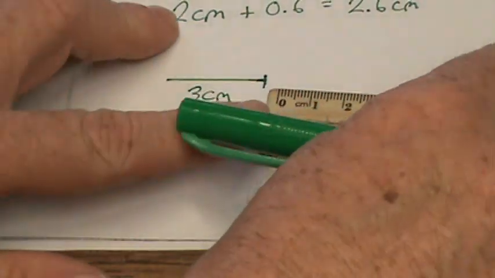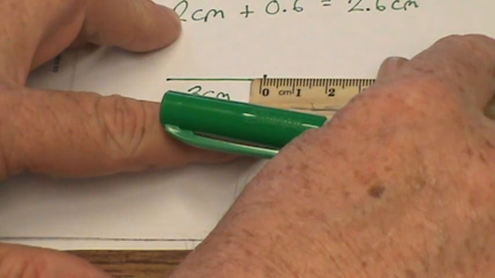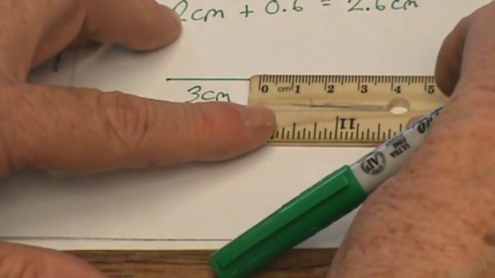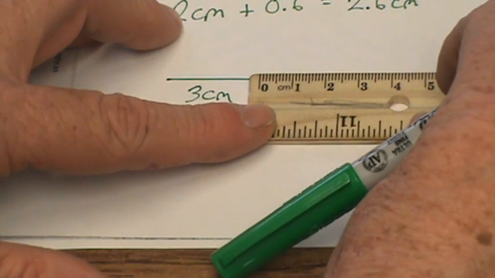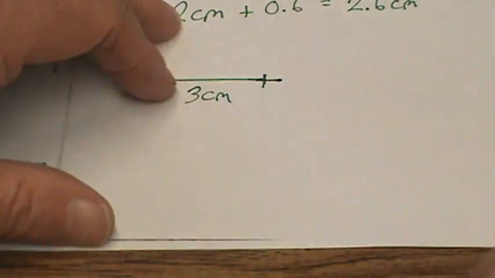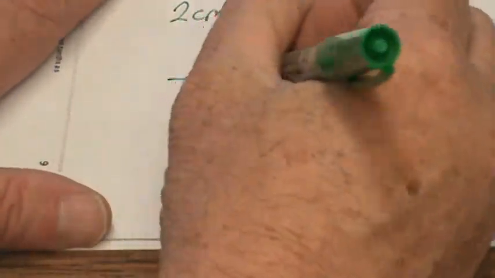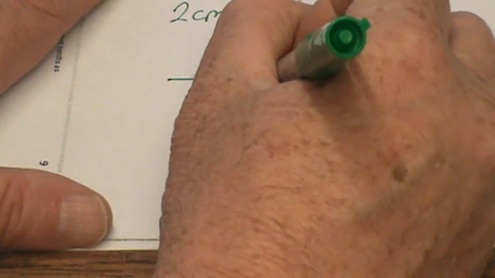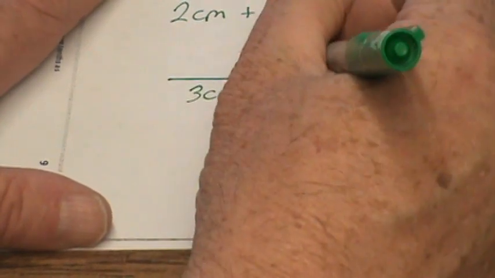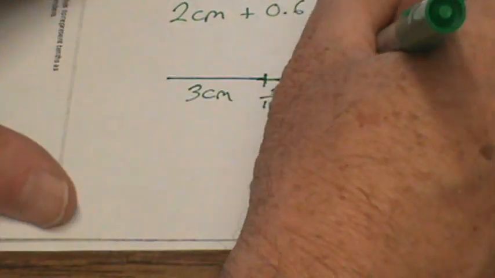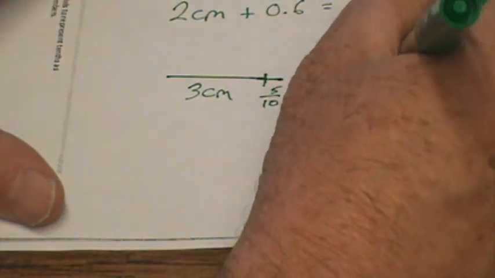So let's add on 5/10 of a centimeter. And we have that little mark right there to show us that's 5, or halfway. So I'm going to go right up here and do 5/10 of a centimeter. So I have 3 centimeters, and then I have 5/10 of a centimeter. And what would that equal? Well, I know 3 plus 5/10 is simply 3 5/10 of a centimeter.